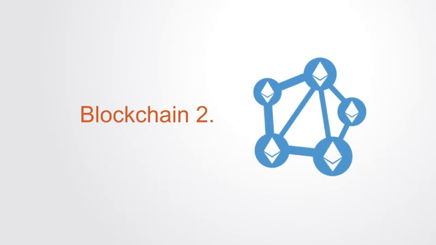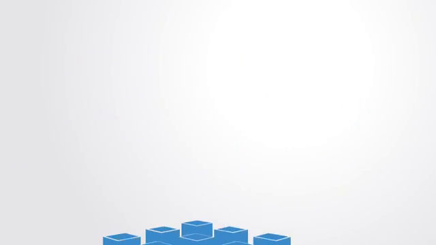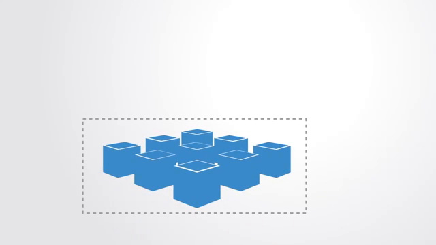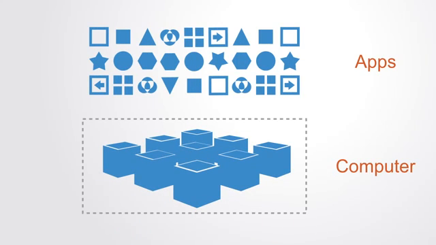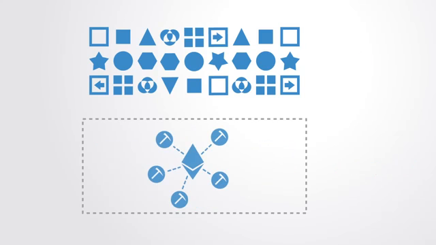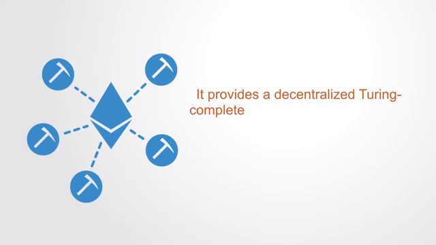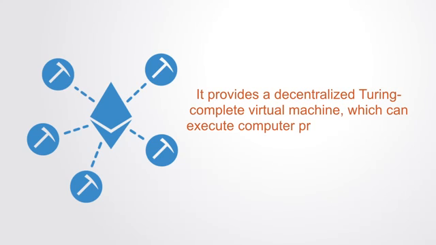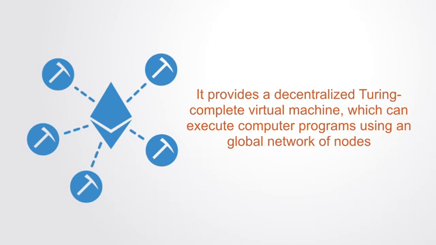Within just a few years, the second generation of blockchains emerged, designed as a network on which developers could build applications, essentially the beginning of its evolution into a distributed virtual computer. This was made technically possible by the development of the Ethereum platform. Ethereum is an open-source, public, blockchain-based, distributed computer platform featuring smart contract functionality. It provided a decentralized, Turing-complete virtual machine which can execute computer programs using a global network of nodes.